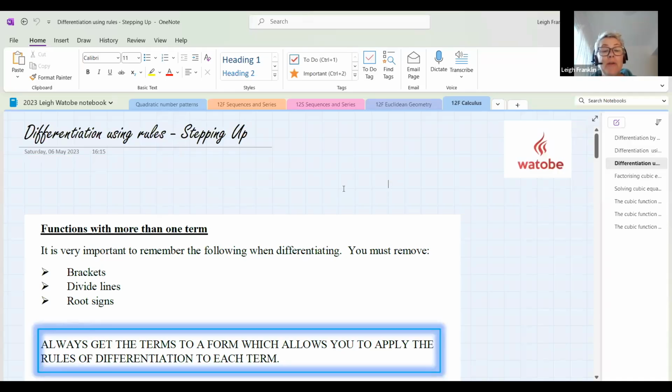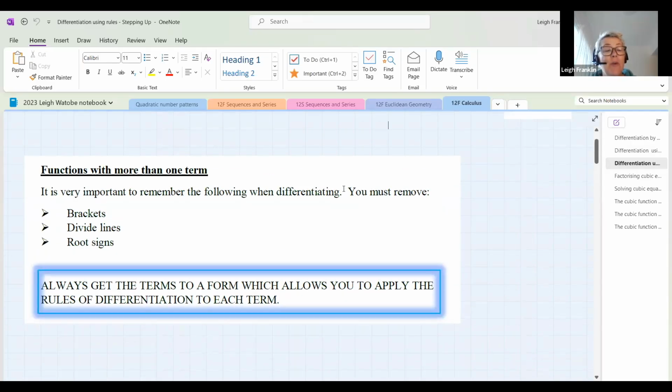Important to remember the following when differentiating. You have to remove brackets, divide lines, and root signs, and get your terms into a form where you can clearly see the sign, the coefficient, the variable in the numerator with the exponent before you are able to apply your power rule or your rule for constants to each term of your expression.